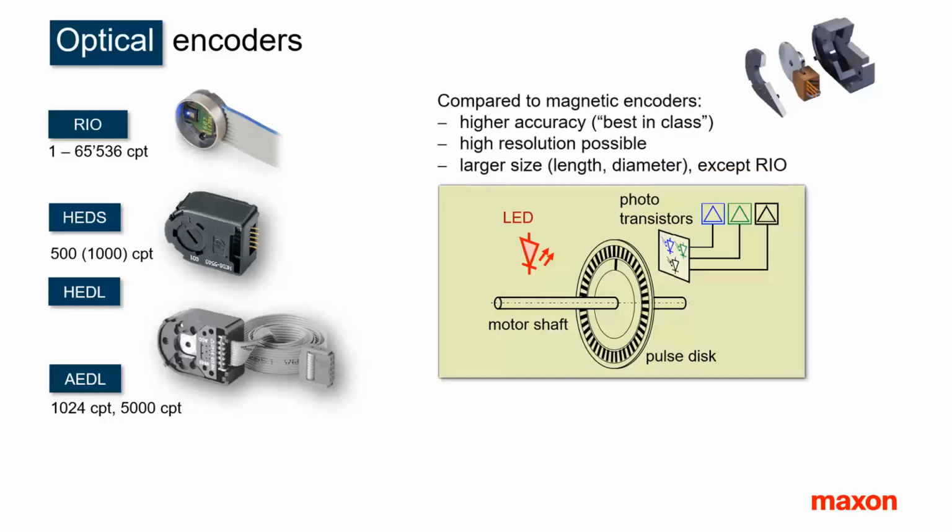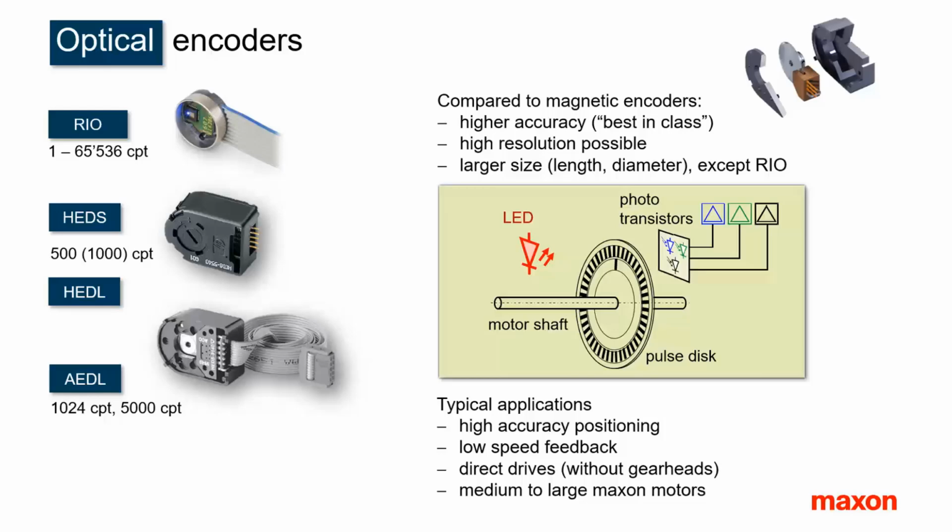Optical encoders are the best in class when it comes to accuracy and often also resolution. However, they are larger in size than many other maxon encoders, which makes them not very suited for the smallest motors. The high resolution in combination with the high accuracy results in a perfect match for high precision positioning and the feedback of very low speeds.